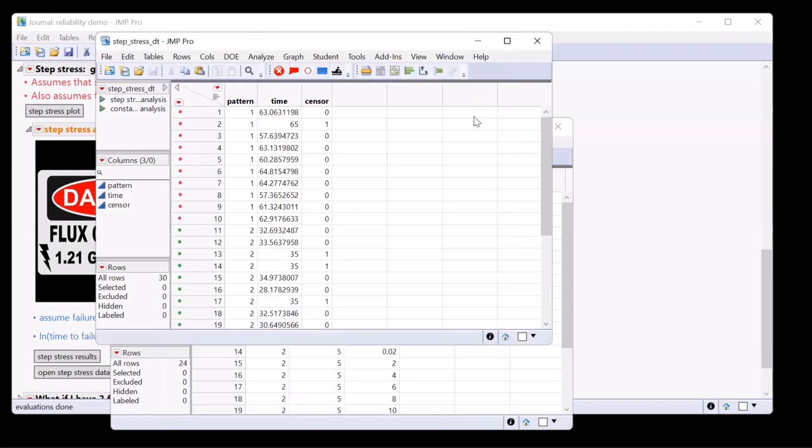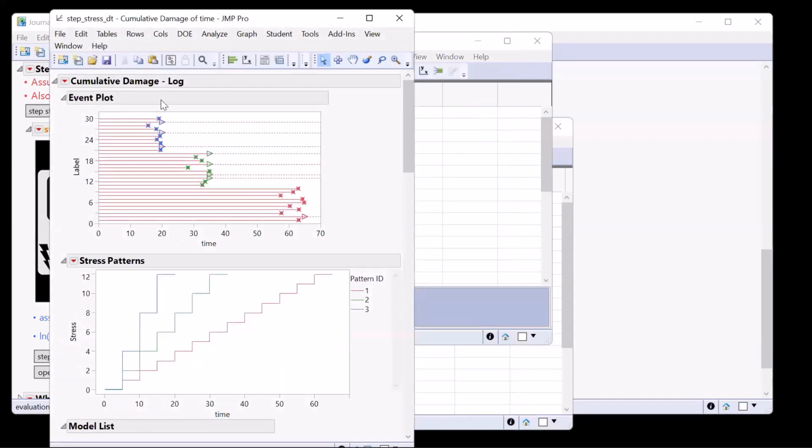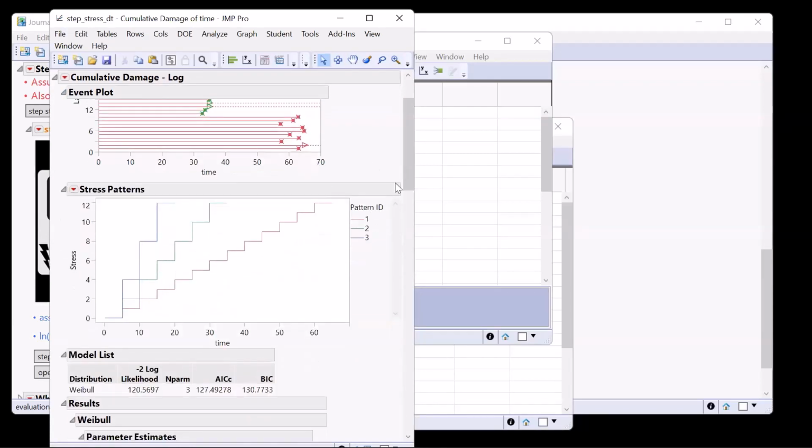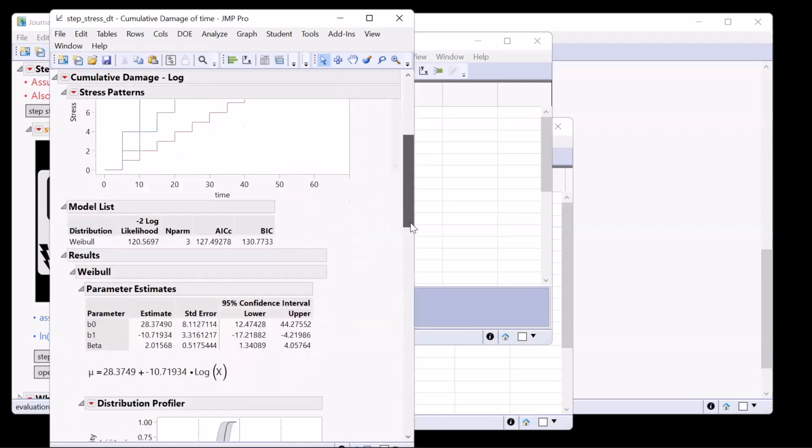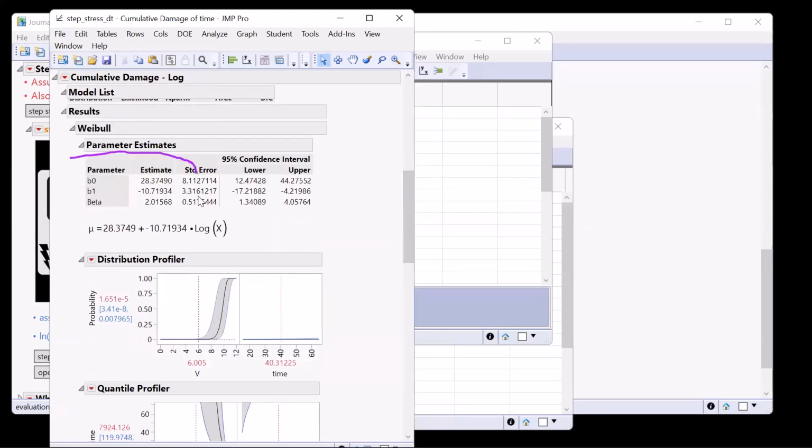So I say, okay. And here is the same analysis you just saw. Here's my event plot. I have my failure times. I have seen parts are censored. I have information about my ramps. This is what the ramps look like, right? And I'm getting my log model. I'm getting my intercept term, my power law exponent of -10, my shape factor for the Weibull, and now I have the scale parameter for the Weibull distribution.